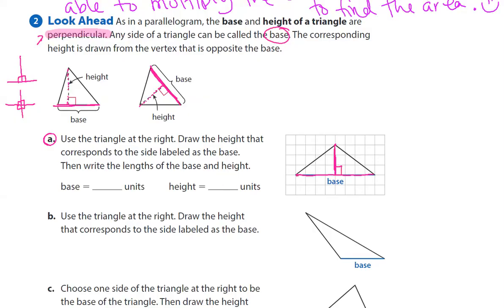So the base is how many units? 1, 2, 3, 4, 5, 6, 7, 8. And the height is 1, 2, 3. There you go.